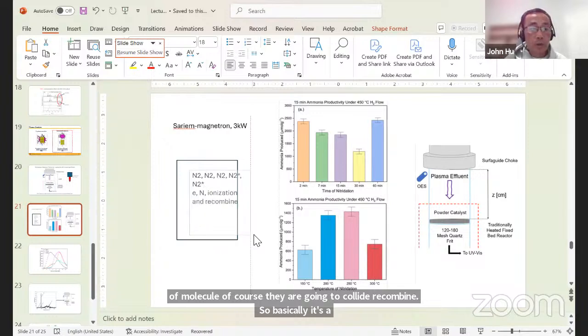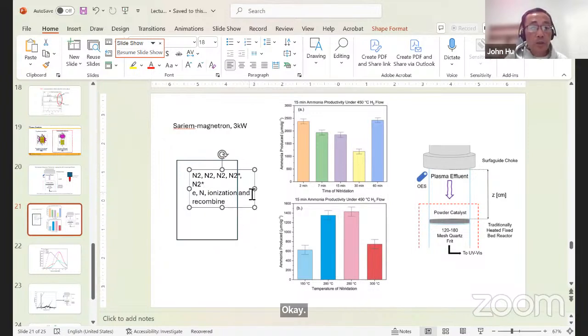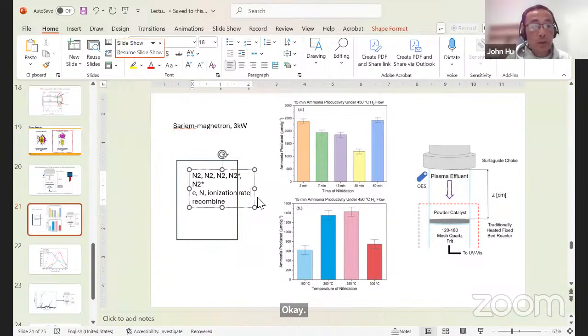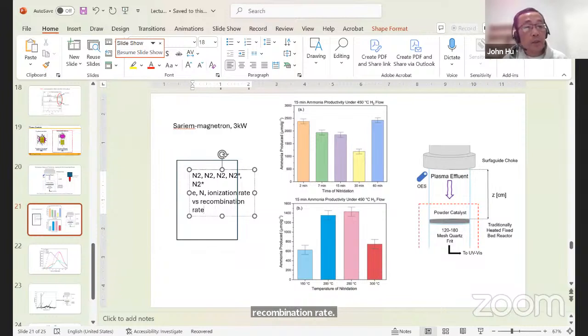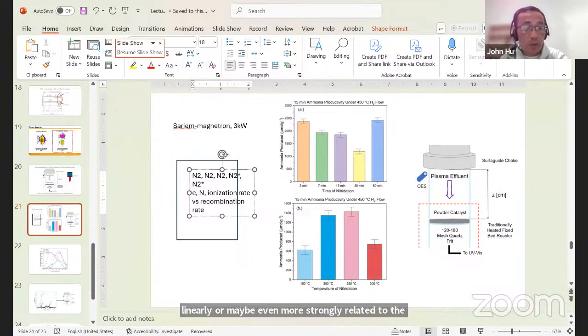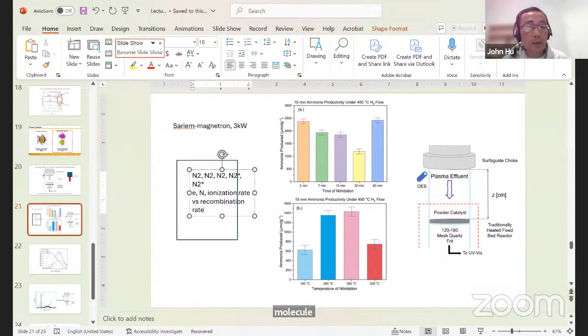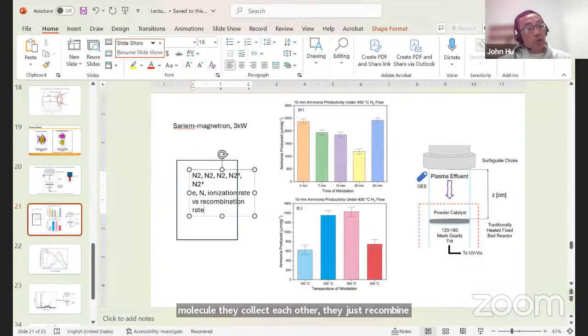So it's the ionization rate versus the recombination rate. Recombination is linearly or maybe even more strongly related to the concentration, depending on how many molecules. When these molecules collide with each other, they recombine, and the ionization disappears. But ionization requires more power. That's why I suggest you use high power to keep it ionized.